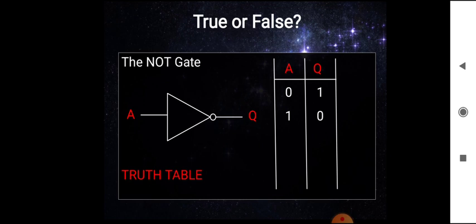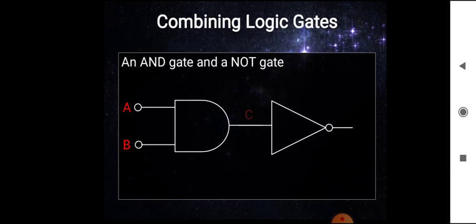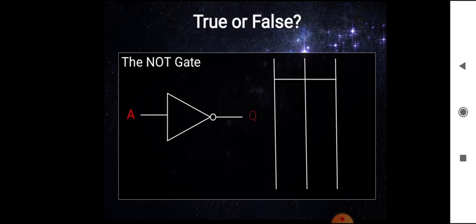Suppose we are giving high signal, we will get low signal, we will get true, that means we will get false, we will get low signal, we will get output high signal. Okay, so these 3 logic gates, that means OR gate, AND gate, NOT gate, are called primary logic gates.